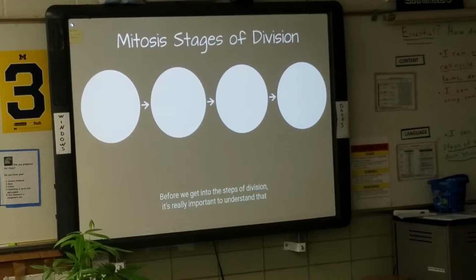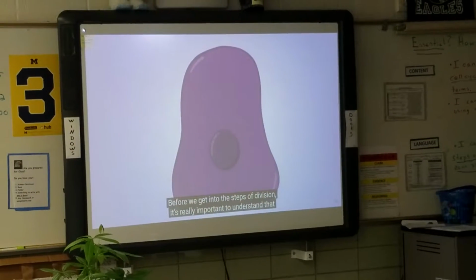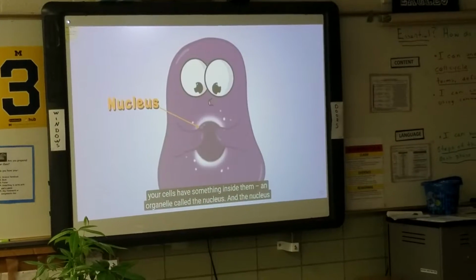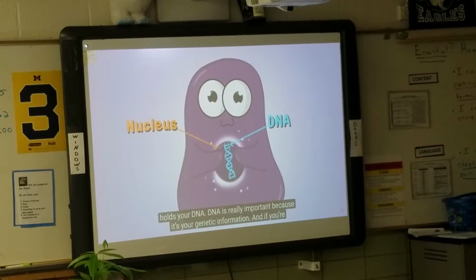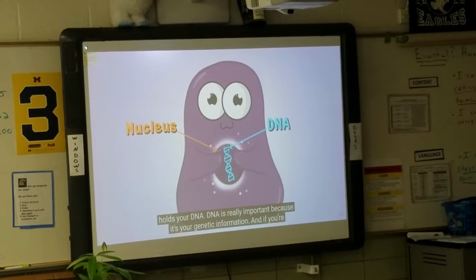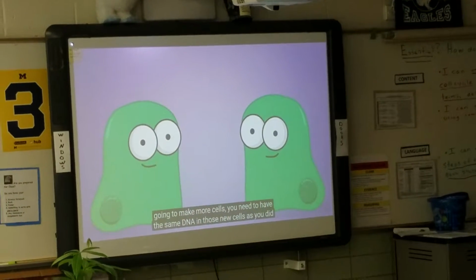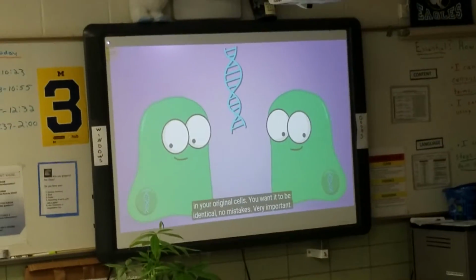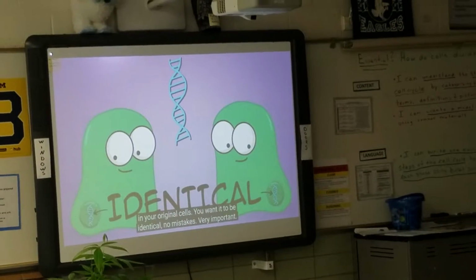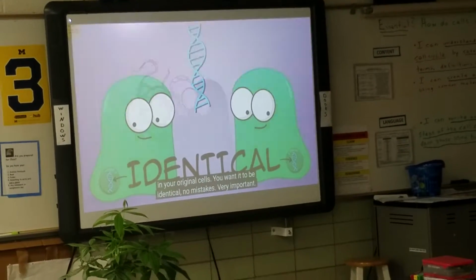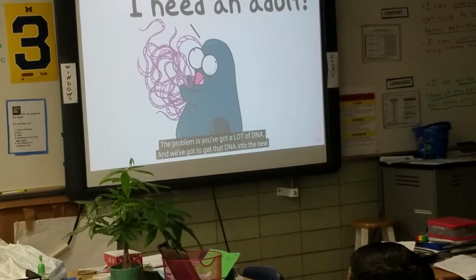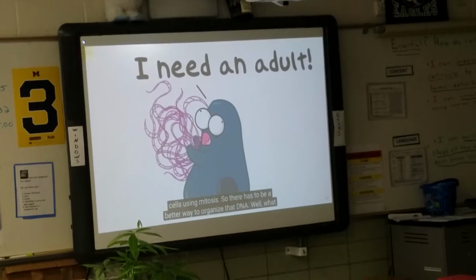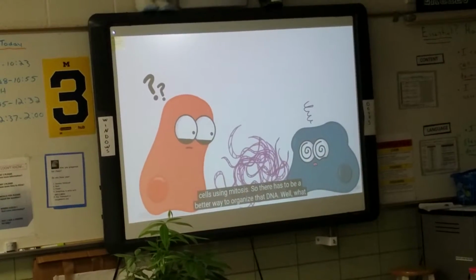Before we get into the steps of division, it's really important to understand that your cells have something inside them, an organelle called the nucleus. And the nucleus holds your DNA. DNA is really important because it's your genetic information. And if you're going to make more cells, you need to have the same DNA in those new cells as you did in your original cells. You want it to be identical, no mistakes, very important. The problem is you've got a lot of DNA. We've got to get that DNA into the new cells using mitosis. So there has to be a better way to organize that DNA.